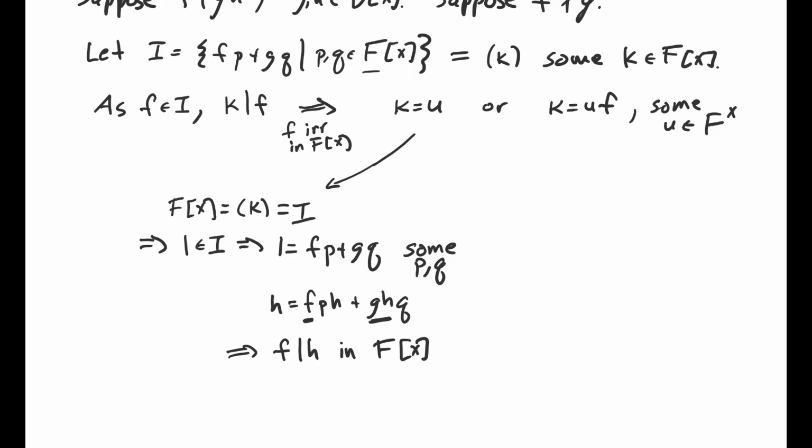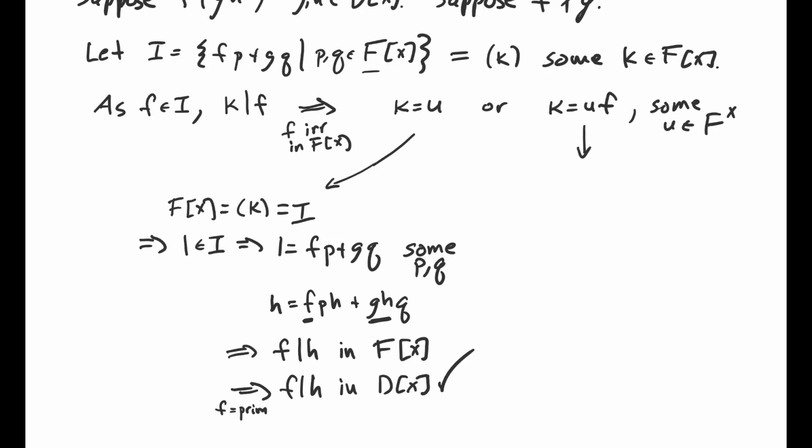And again, f we already knew was primitive in D[x]. And f and h are both in D[x]. So if you have a primitive element dividing something in F[x], it actually divides it in D[x]. All right, so there we got it. In this case, we've won. We found the division we were looking for. Let's look at the other case.